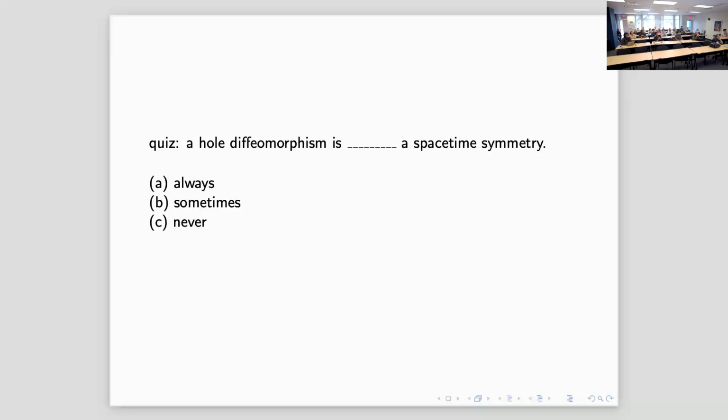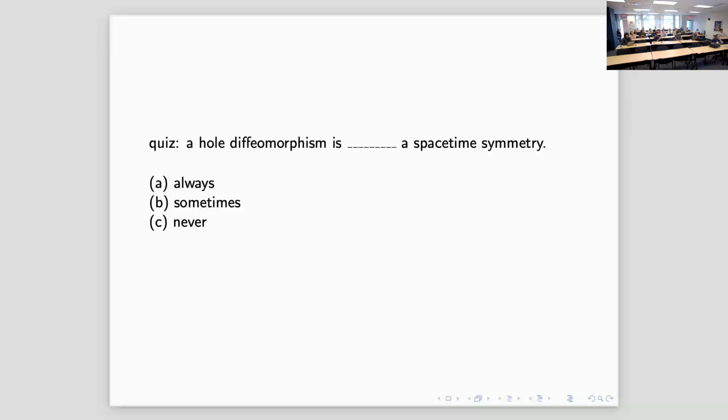Is it sometimes a spacetime symmetry? Is it never a spacetime symmetry? Okay, so those are your options. This is a silent quiz. You can just think about this yourself, but hopefully you're drawn to an answer here. You've got this answer.